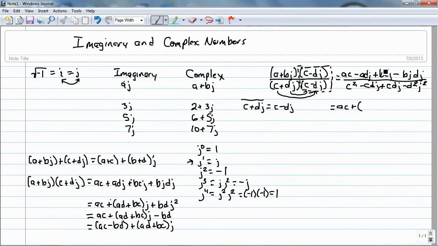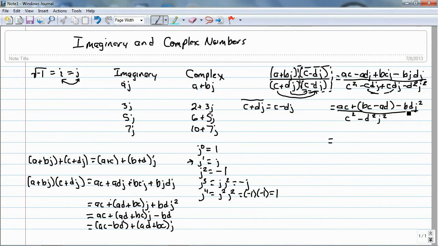And I'm just going to rearrange these just so I can keep the plus there. So it's going to be BC minus AD minus BDJ squared. And for the bottom, I'm going to have C squared. These two are going to drop out. And I'm just going to get minus D squared J squared.